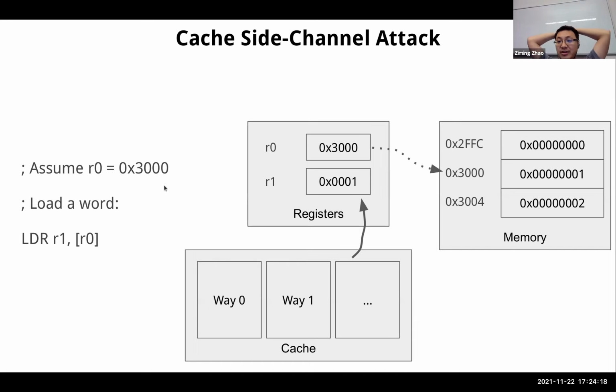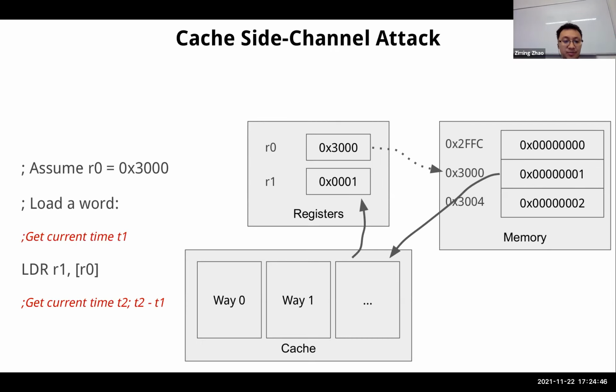If the cache says, I have the data, then that data is directly loaded into the register super fast. If the cache doesn't have the data, then the cache will retrieve the data from the main memory, then give the data to the register. This is what happens. So if it has the data, usually it's super fast. Without that data, it will be much slower. And we will be able to measure the time difference as an attacker just at the instruction set level.